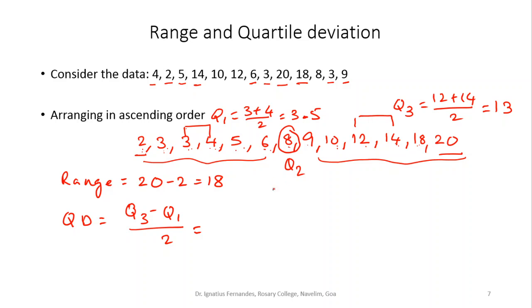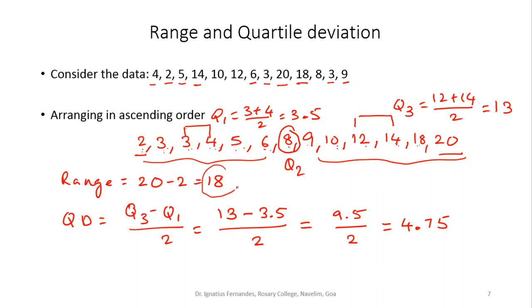So the quartile deviation in this case is Q3, which is 13, minus Q1, which is 3.5, divided by 2, which is 9.5 divided by 2, and this is going to be equal to 4.75. So the quartile deviation is 4.75, whereas the range was 18. So this is how you will calculate range and quartile deviation for ungrouped data.